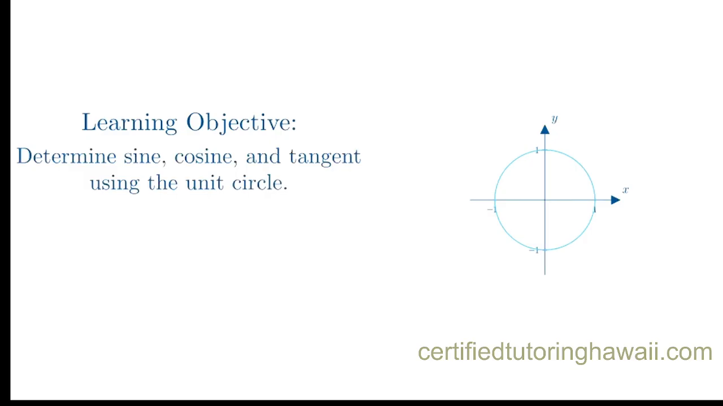Let's revisit our learning objective. We want to determine sine, cosine, and tangent using the unit circle. To do this, we need to know what to look for. For any angle theta in standard position, its terminal ray will intersect the unit circle at a single point, P. This point P is key. Its coordinates define our trigonometric functions. The coordinates of this point P are (x, y). Let's see what x and y represent in terms of trigonometry.